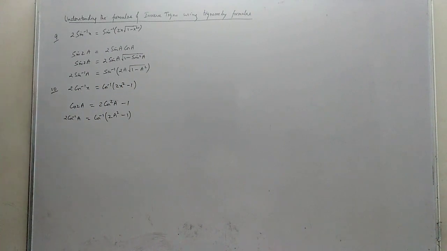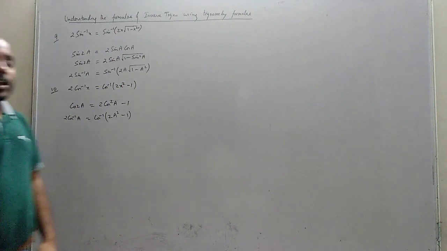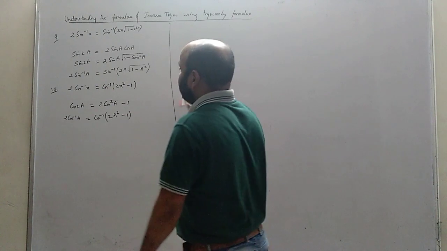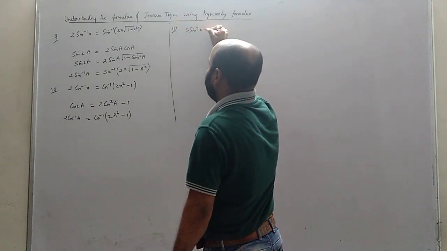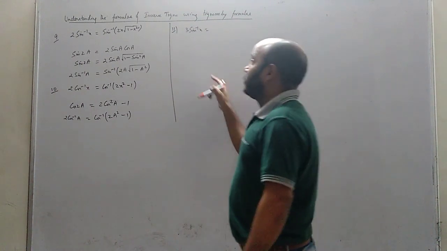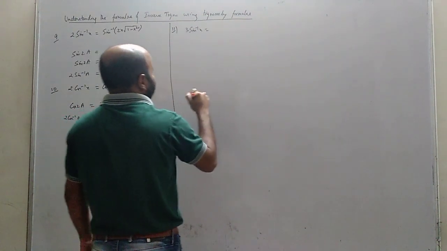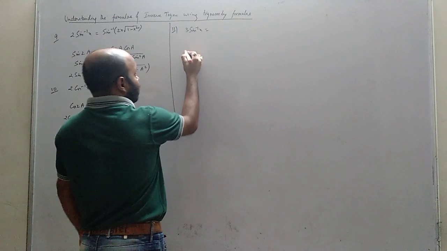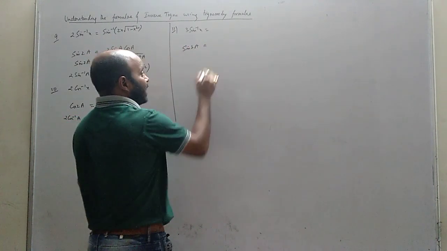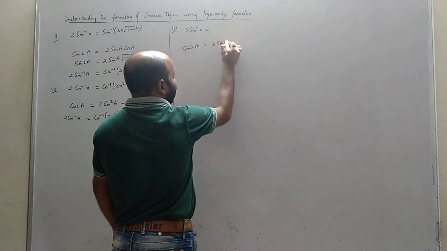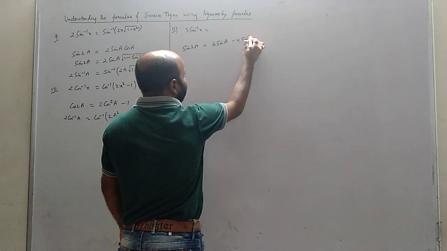Theorem 10 is done. Okay, now comes theorem 11: 3 sine inverse x. I need 3 sine inverse x. Again, I don't know it, so which trigonometric formula will we go for? Sine 3a. What is the formula of sine 3a? 3 sine a minus 4 sine cube a.